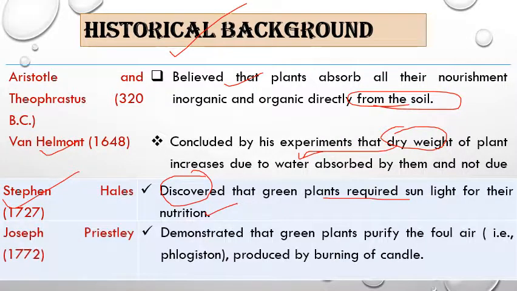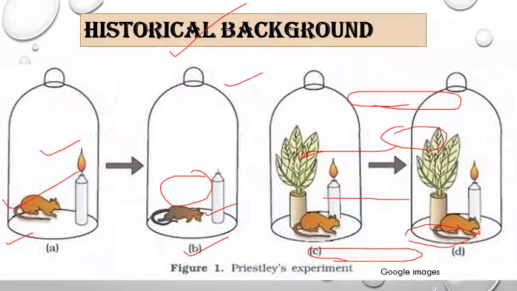Next was Joseph Priestley, who demonstrated that green plants have the capability to purify the foul air, that is phlogiston, produced by the burning of a candle. He did one famous experiment, which is known as the bell jar experiment. In this experiment, he used a bell jar, a mouse, a burning candle, and a mint plant.